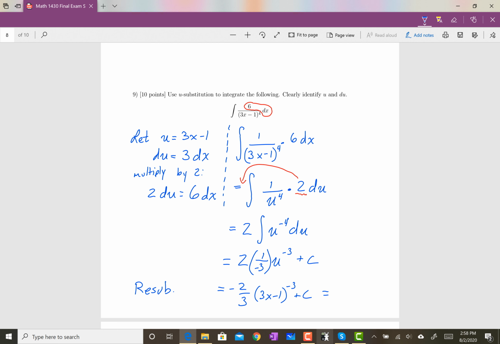And then our original expression was given as a fraction, not as a negative exponent. So I can rewrite my final answer as negative 2 over 3 times 3x plus 1 cubed plus c. And that's going to be my antiderivative using u substitution.